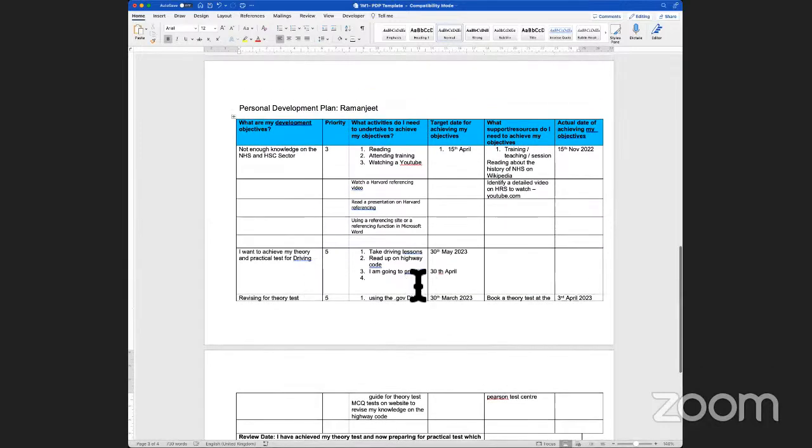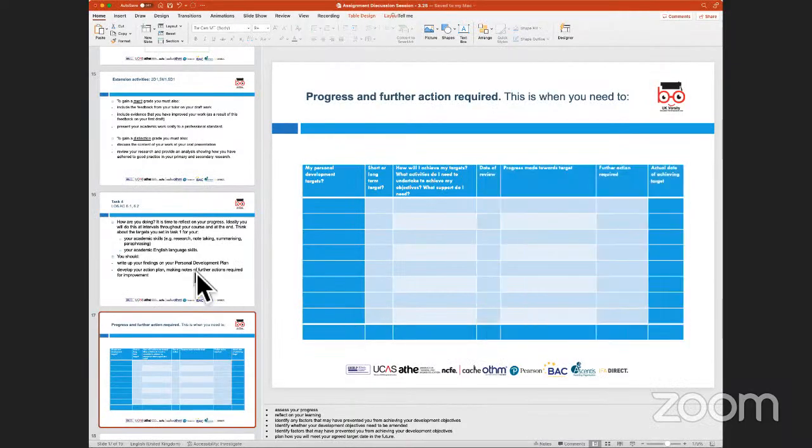Yes, sir. So you could use this template, which is also available on Moodle, to complete task 4 of your assignment. And that would help achieve the pass, the merit, and the distinction.